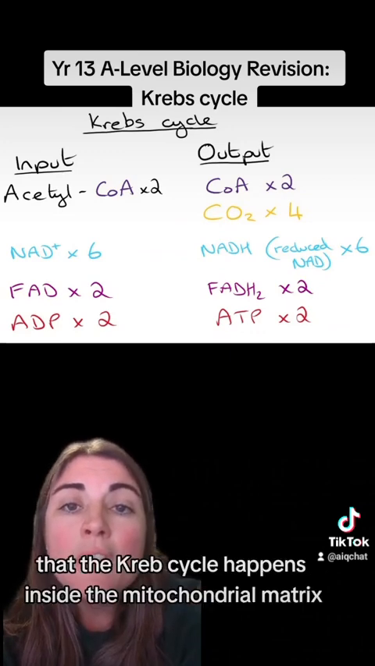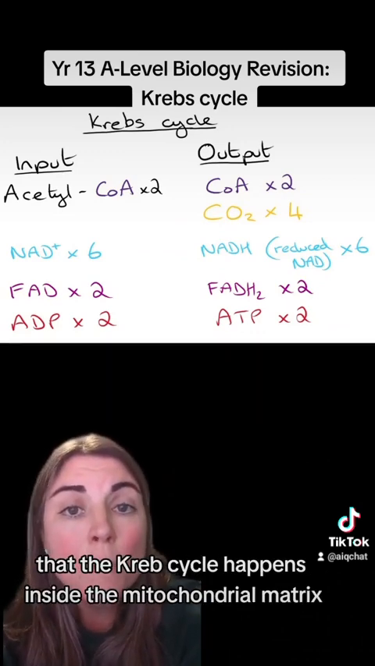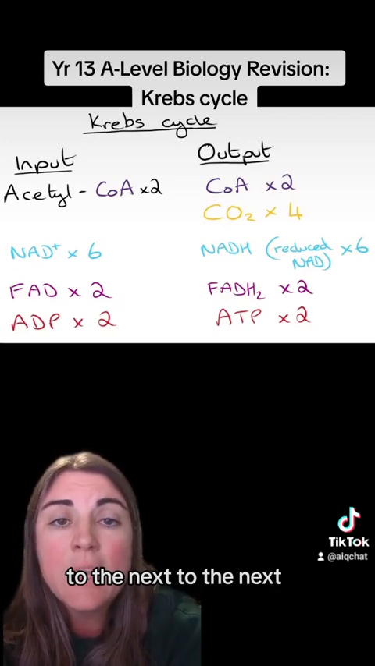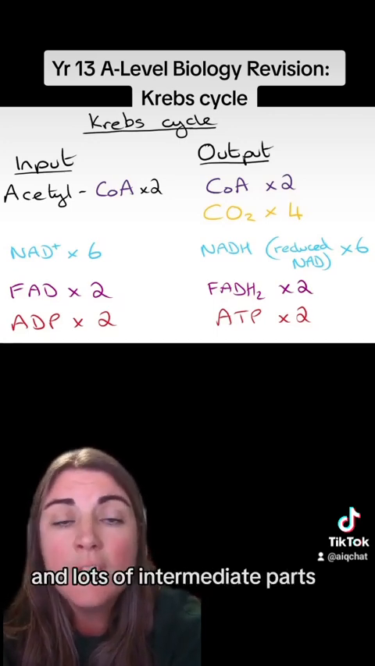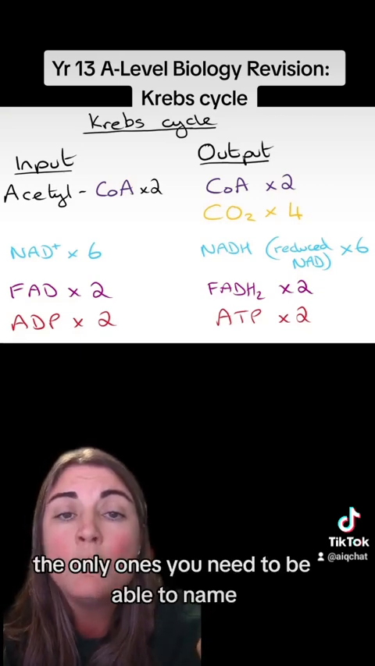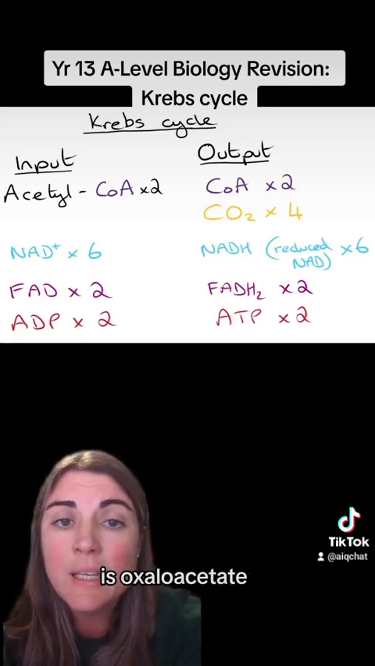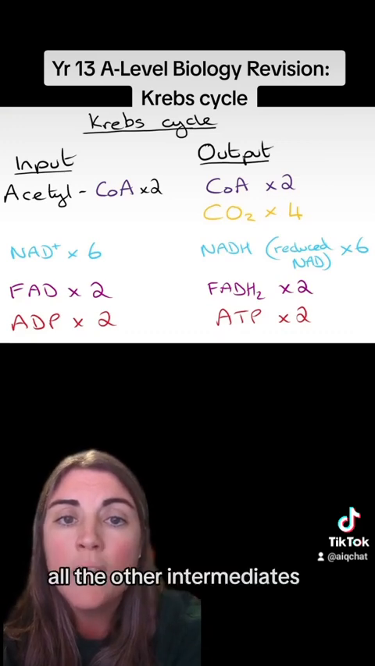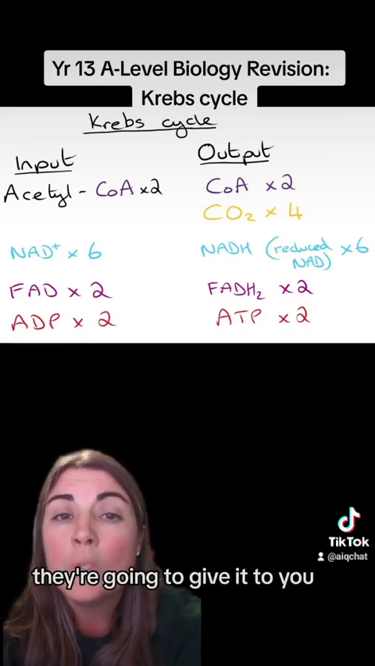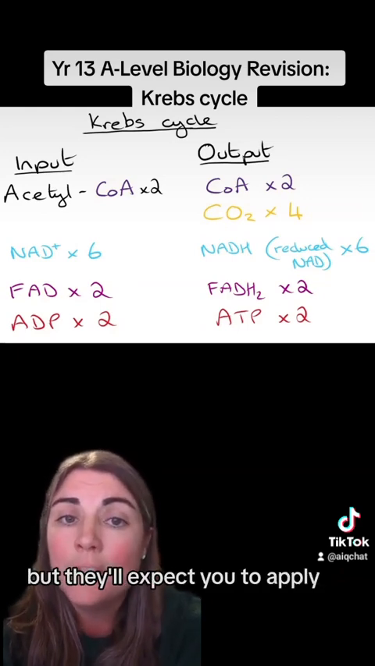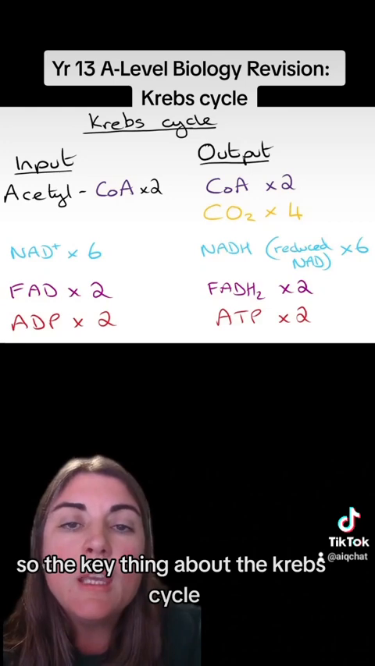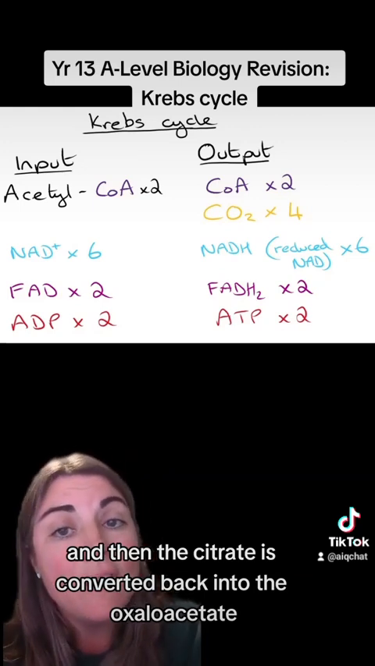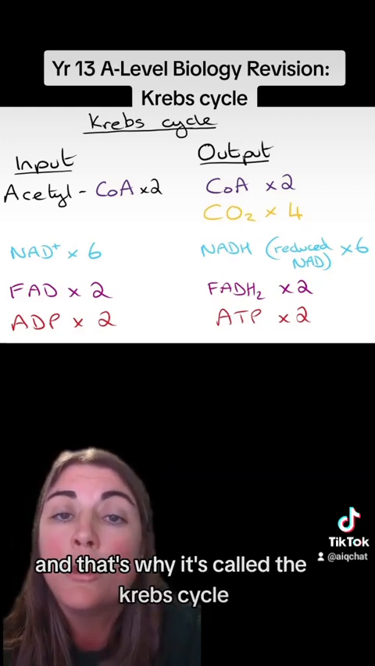Now, it's important to remember that the Krebs cycle happens inside the mitochondrial matrix. So therefore, to go from one stage to the next, to the next, to the next, there are lots of enzymes involved and lots of intermediate parts. But as I said before, the only ones you need to be able to name is oxaloacetate, acetyl coenzyme A, and the citrate, which is the 6-carbon molecule. All the other intermediates, if they want you to know them, they're going to give it to you, but they'll expect you to apply your knowledge to that concept. So the key thing about the Krebs cycle was that the oxaloacetate was converted into citrate, and then the citrate is converted back into the oxaloacetate, and that's why it's called the Krebs cycle.